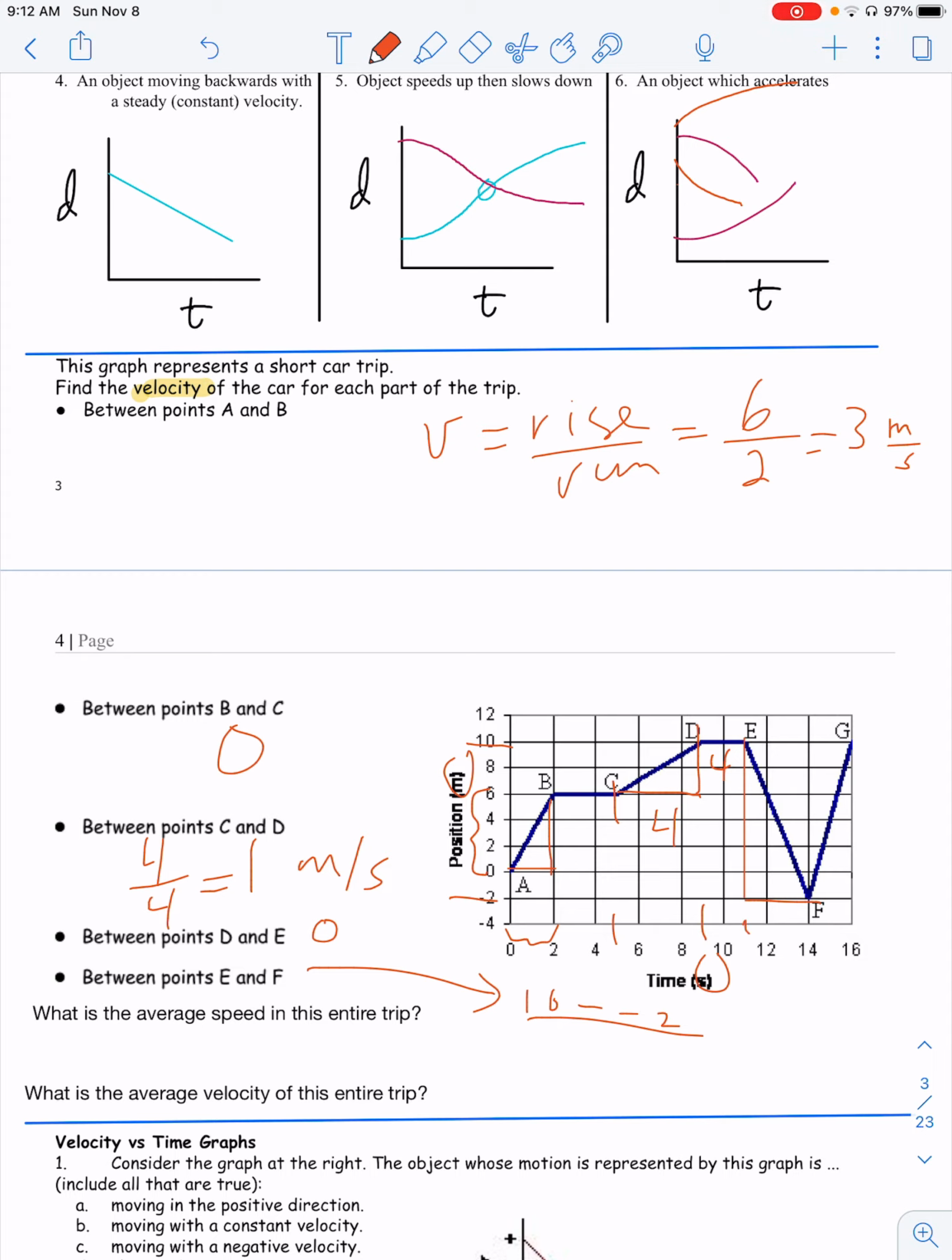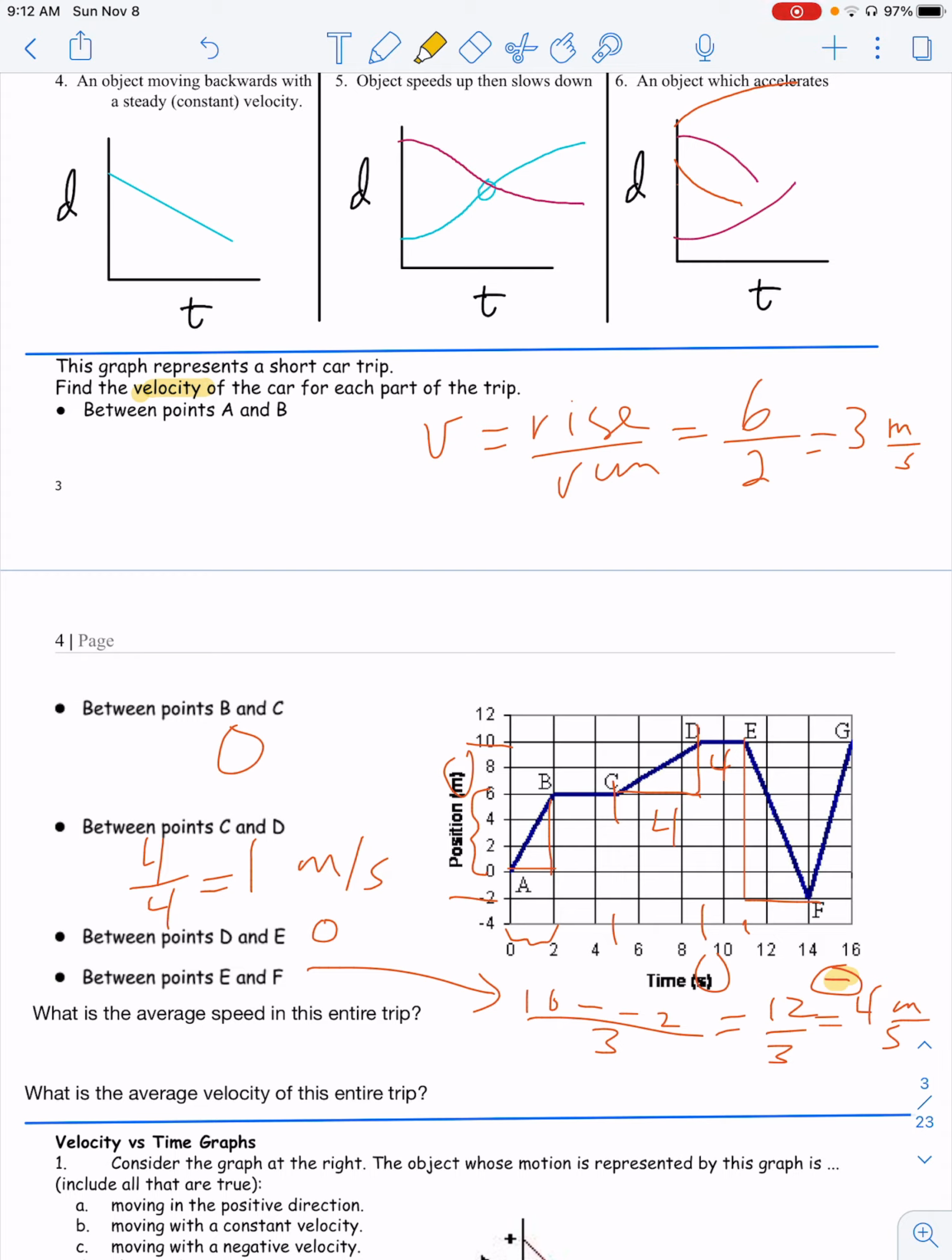So from 11 to 14 is 3. So that'd be 12 thirds, which is 4 meters per second. But it's negative 4 because it's going downhill.